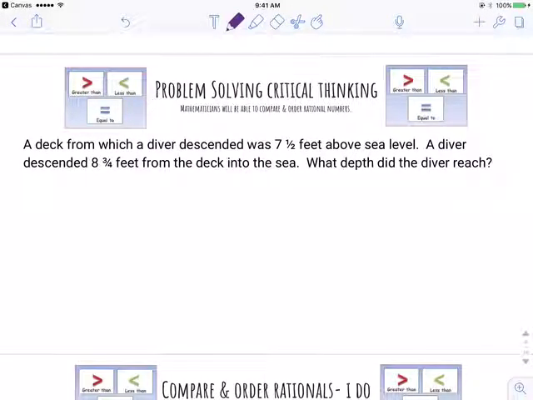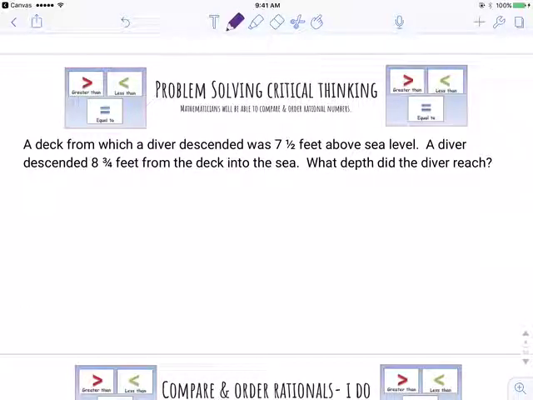With problem solving, I'm going to read my problem first, and then for this one, I'm going to draw a picture. A deck from which a diver descended was 7.5 feet above sea level. A diver descended 8 3/4 feet from the deck into the sea. What depth did the diver reach?